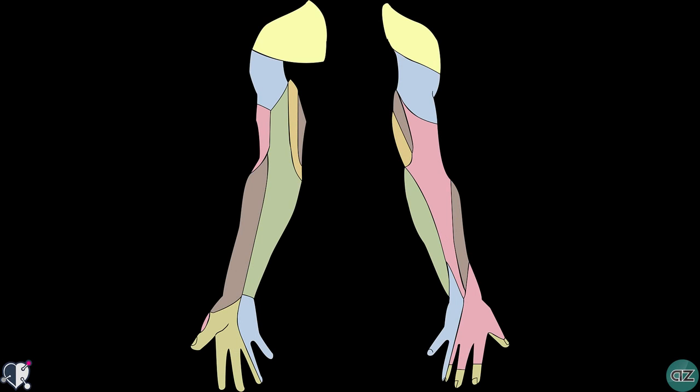With regard to sensory function, the radial nerve innervates most of the skin of the posterior side of the forearm and the dorsal surface of the lateral side of the palm and lateral 3½ digits. You can see the sensory distribution illustrated by the red shading in this diagram.